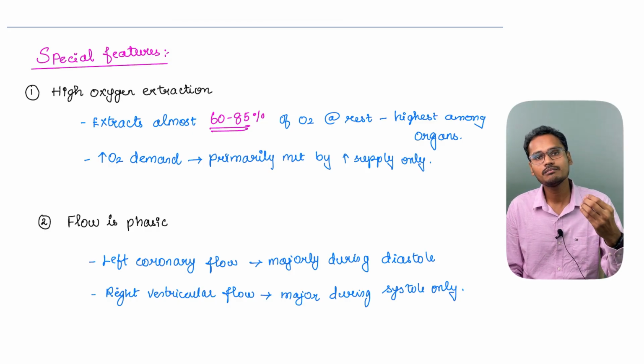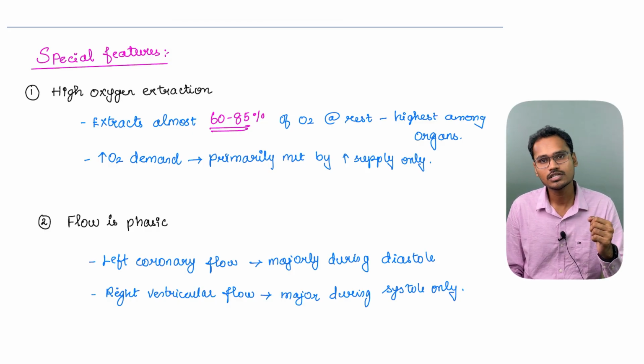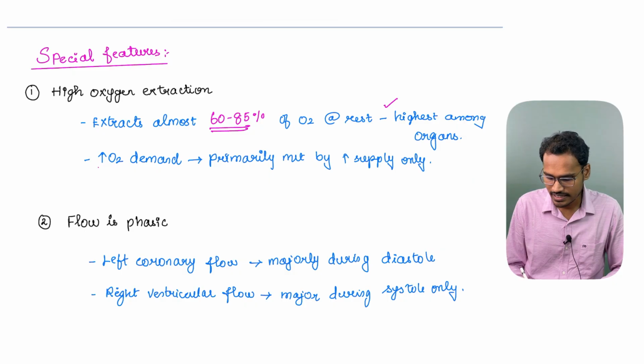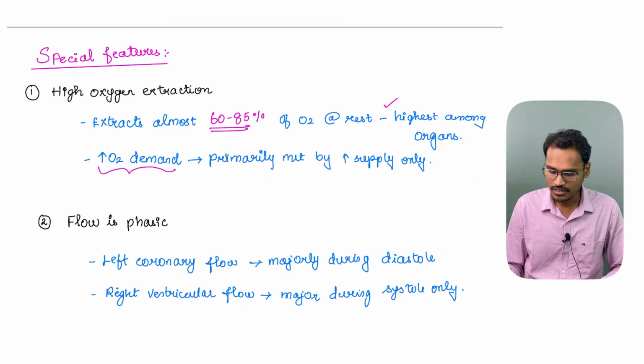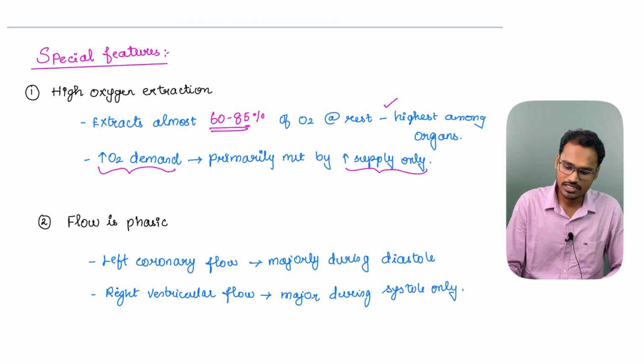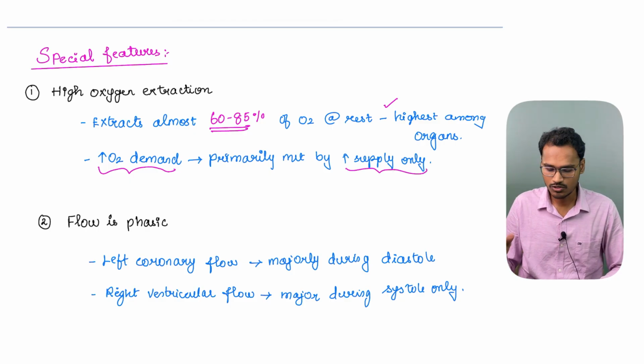That is why whenever the blood supply is compromised a bit, what is going to happen? The heart will go for myocardial ischemia. So extraction is very high at rest itself, and when there is an increased O2 demand, what is going to happen? Primarily it is met by increased supply, because it cannot extract further from the same amount of blood supply.